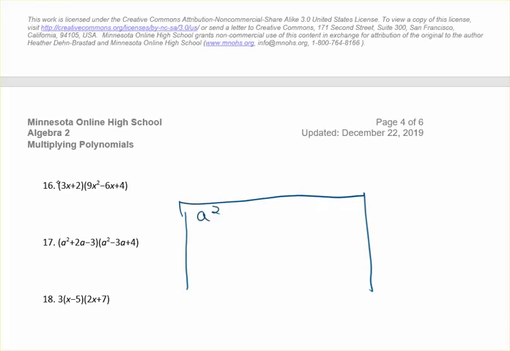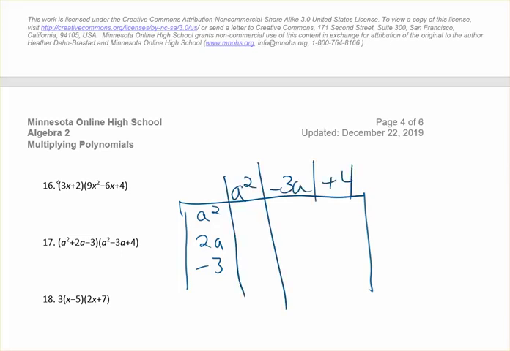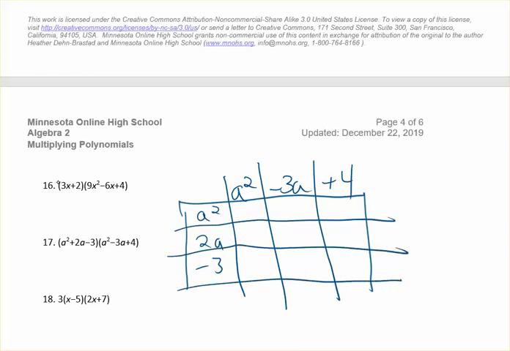So I'd have a squared, 2a. I'm going to put the first parentheses along the side, and then this one I'll put along the top, and this would be a squared minus 3a plus 4. And then I'll fill in the rest of my grid here. In each of these missing squares of the grid, I need to multiply. So a squared times a squared, we just talked about that, that's a to the 4th. And then I would take a squared times minus 3a, that's minus 3a to the 3rd, and then a squared times 4. So this isn't fast, but it's keeping track in a systematic way so that I don't forget anything.